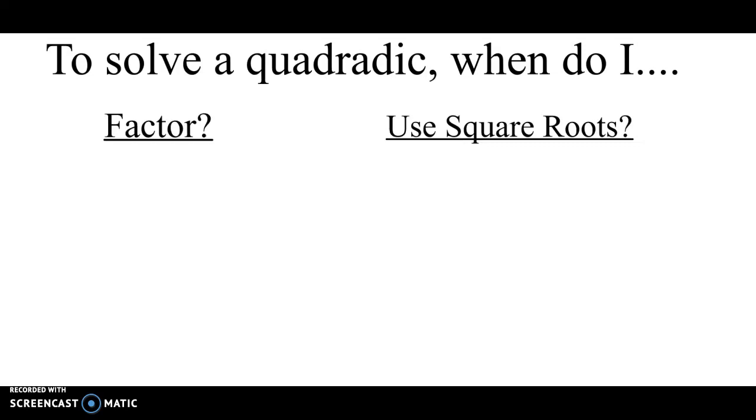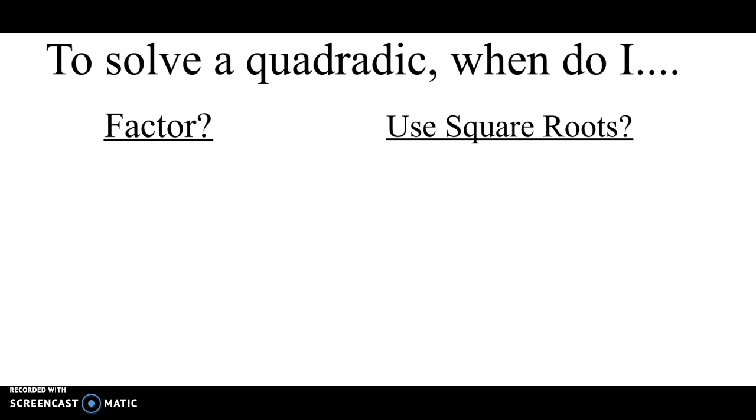The sub a while back, you learned bottoms up. So when do we do which? Because both of them solve quadratics. We kind of talked about this a little bit last class. Does anyone remember when we should factor and when we should square root? Or who can give me an example?